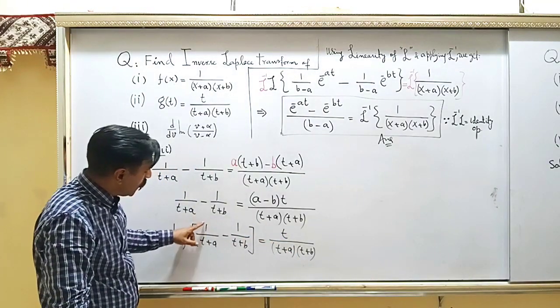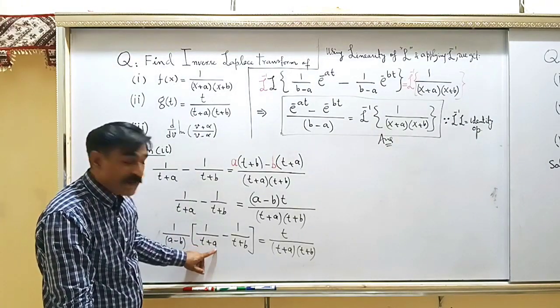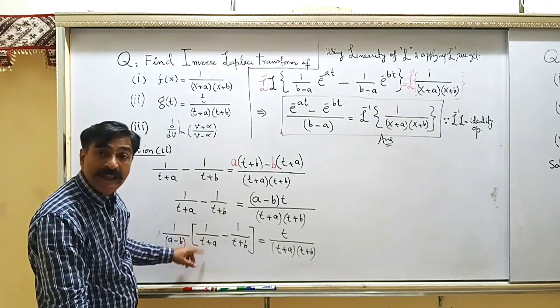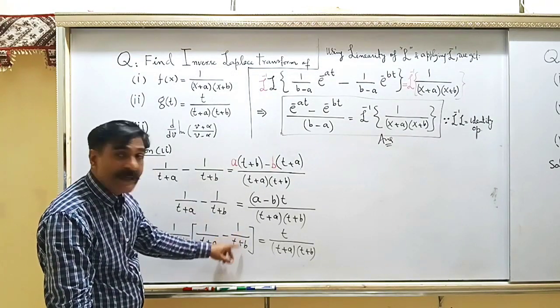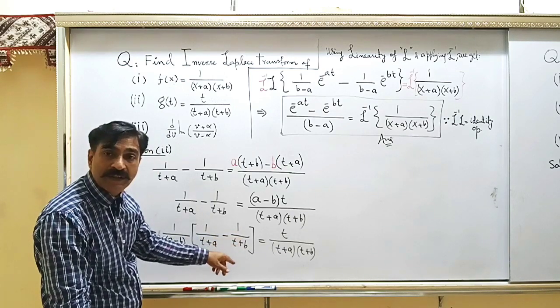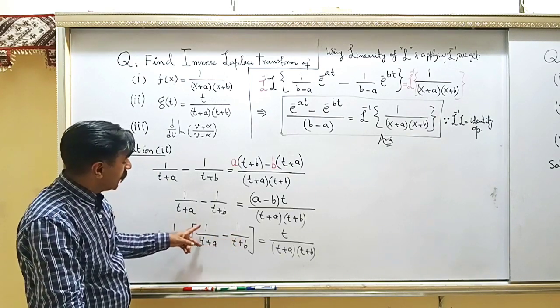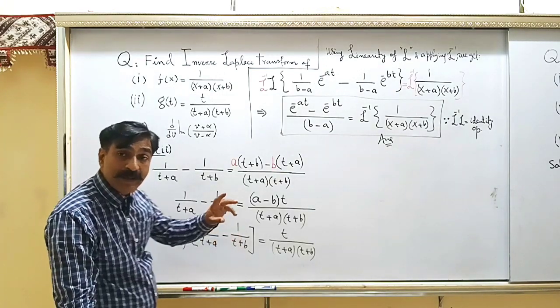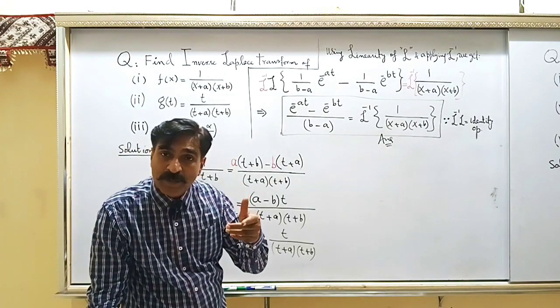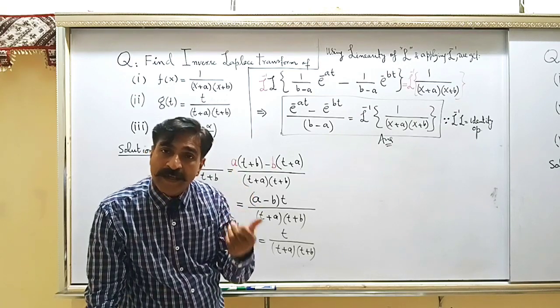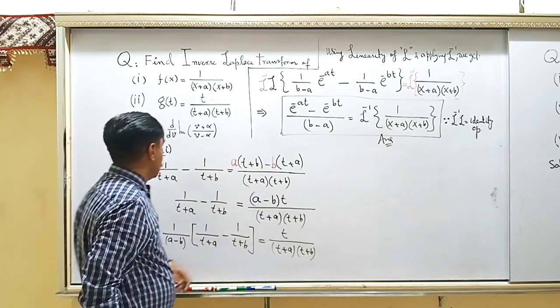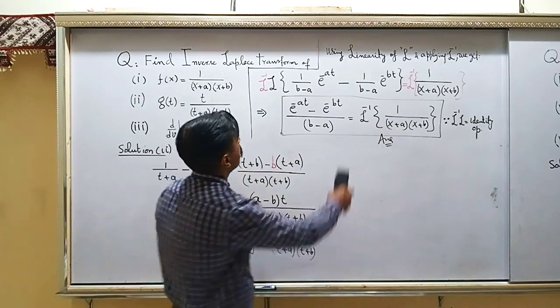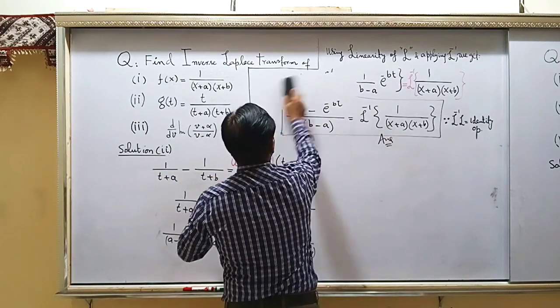Now 1 over t plus a is like 1 over s plus k. So this is the Laplace transform of an exponential function. Similarly, this is the Laplace transform of an exponential function. Now you identified that this is a Laplace transform and this is a Laplace transform, because having the Laplace transform is important for finding the inverse Laplace transform. So let's do the transforms.